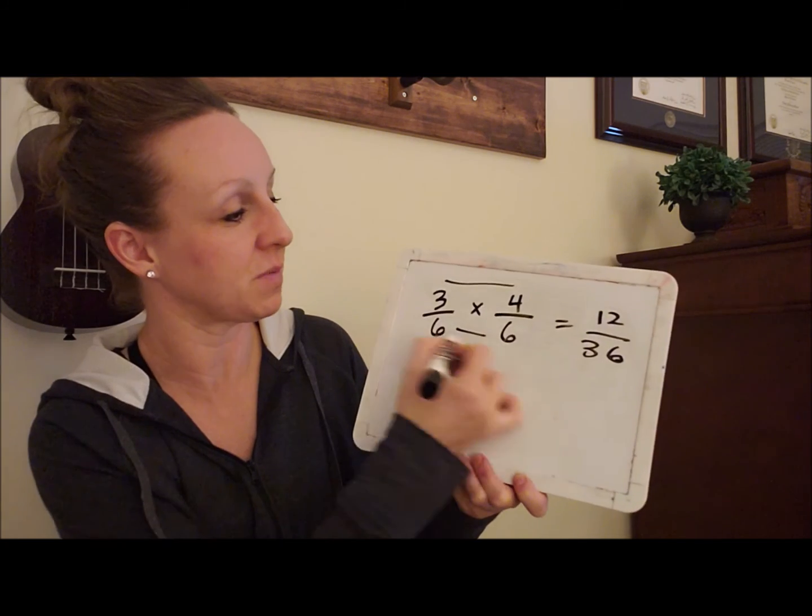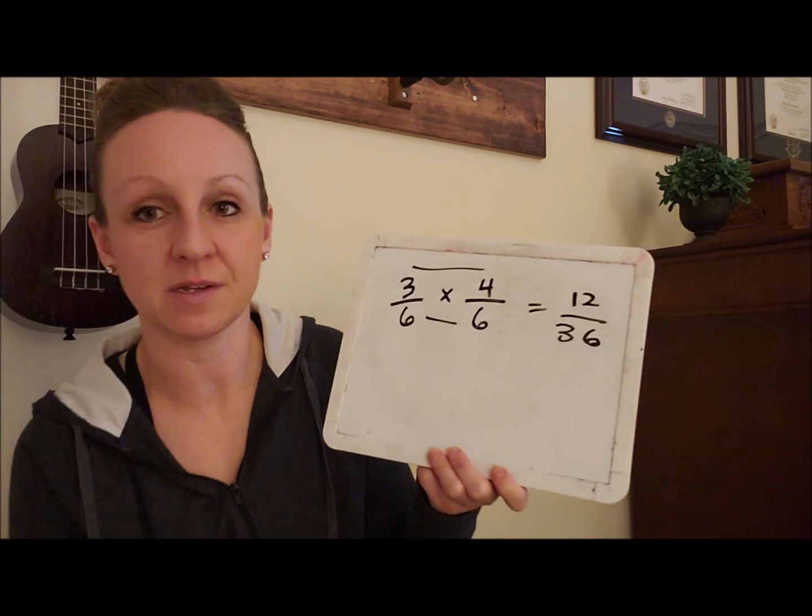We just, again, multiply the bottom numbers, we multiply the top numbers, and there we go.